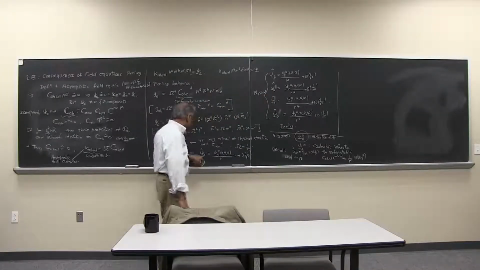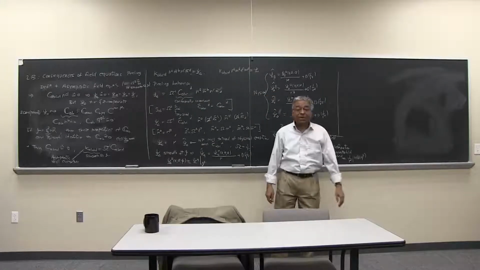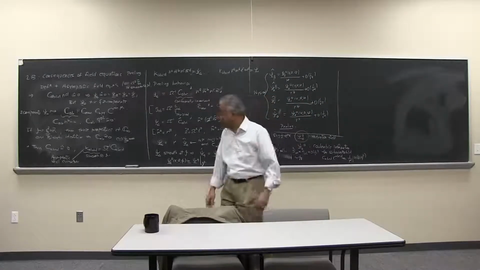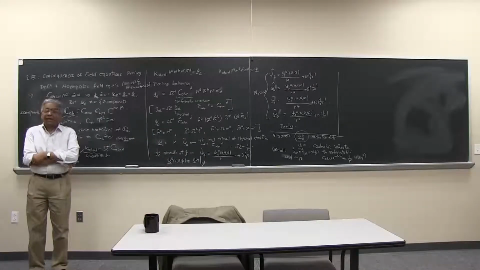So these are the two things. Psi 4 has radiation information, and psi 2 has information about the Coulombic aspects of the mass, the total mass of the space-time, the total energy of the space-time. Okay. Are there any questions about this?